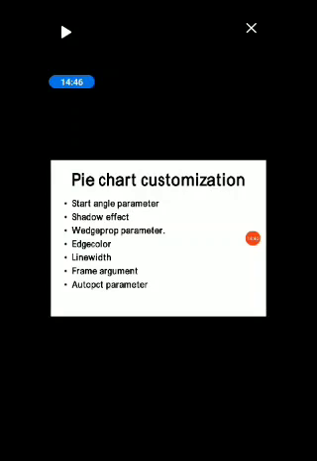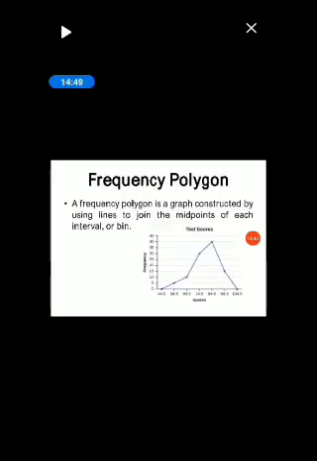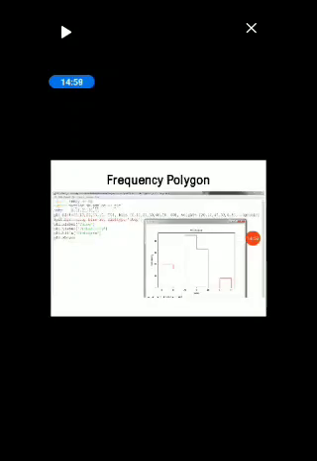Now come to the next chart, frequency polygon. A frequency polygon is a graph constructed by using lines to join the midpoints of each interval or bin. It is easy to draw a frequency polygon. See here, using the histogram itself you can create a frequency polygon.